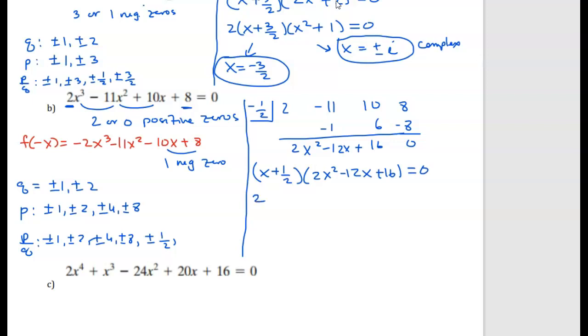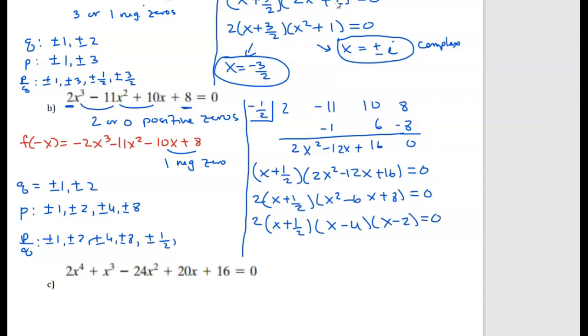Let's factor this. So 2 times x plus 1/2 times x squared minus 6x plus 8. And keep factoring. 2 times x plus 1/2, x minus 4, x minus 2. You can see another of the 2 numbers on the list. So if we tried these, we would have made progress. Alright, so the solution will be x equals negative 1/2, x equals 4, x equals 2. Alright, so those are the zeros.